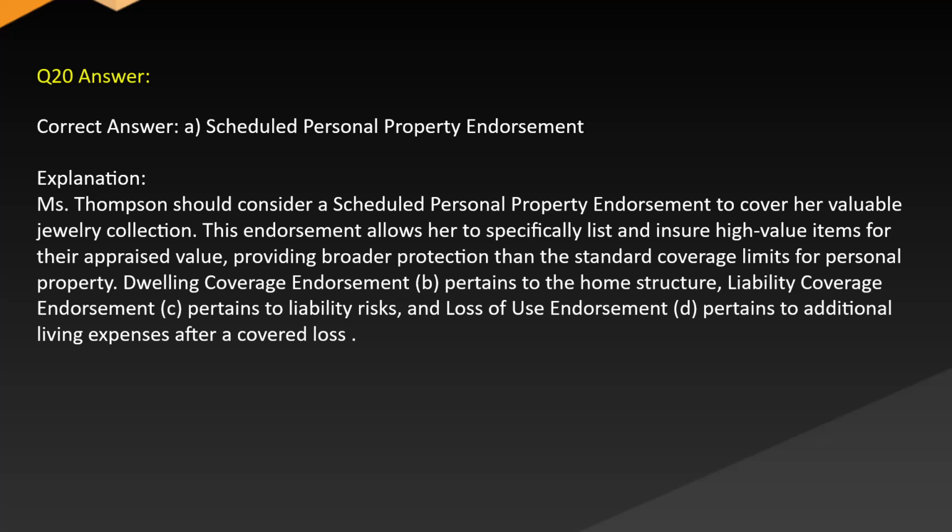Explanation: Ms. Thompson should consider a scheduled personal property endorsement to cover her valuable jewelry collection. This endorsement allows her to specifically list and insure high-value items for their appraised value, providing broader protection than the standard coverage limits for personal property. Dwelling coverage endorsement, B, pertains to the home structure. Liability coverage endorsement, C, pertains to liability risks, and loss of use endorsement, D, pertains to additional living expenses after a covered loss.